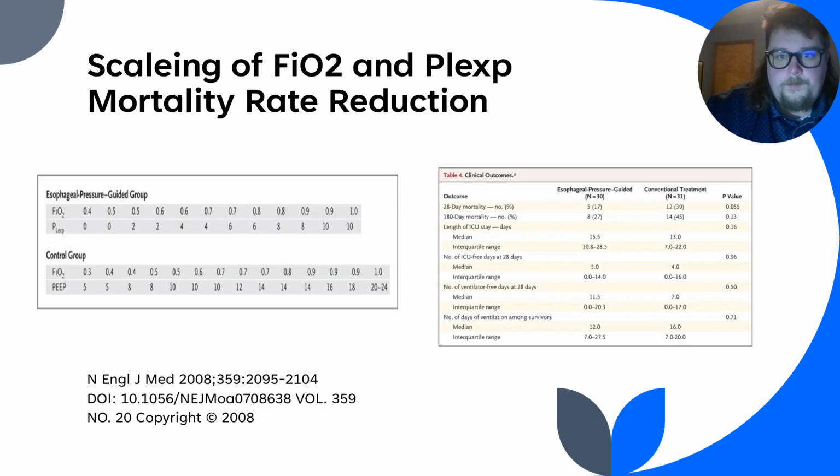I want to point out one point here, which is the scaling of FiO2 to transpulmonary pressure. So you can see here on our left, the 0.4 to 0.5, that's the FiO2, had a 0 transpulmonary pressure. And even with a little bit of upscaling of the FiO2, we're still at a minimal amount of transpulmonary pressure. Come over here to our right, we see that the esophageal guided group had a significantly lower mortality rate. And then the conventional treatment group that did not have an esophageal balloon inserted had a higher mortality rate.